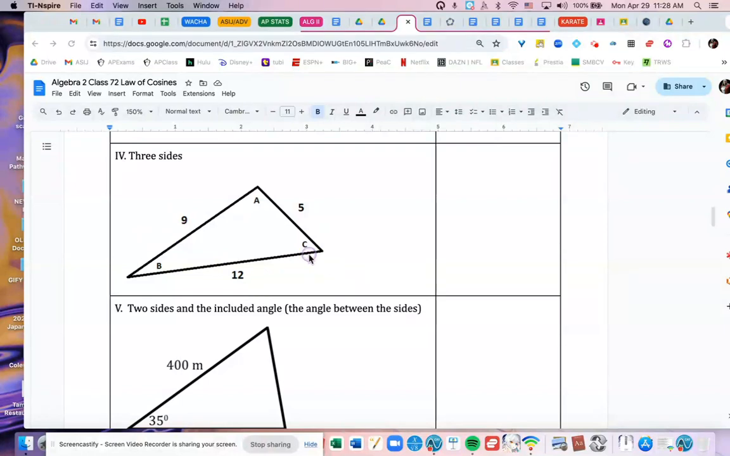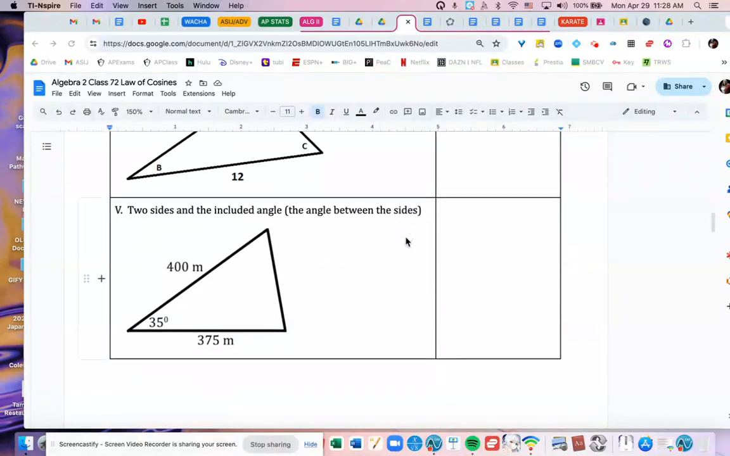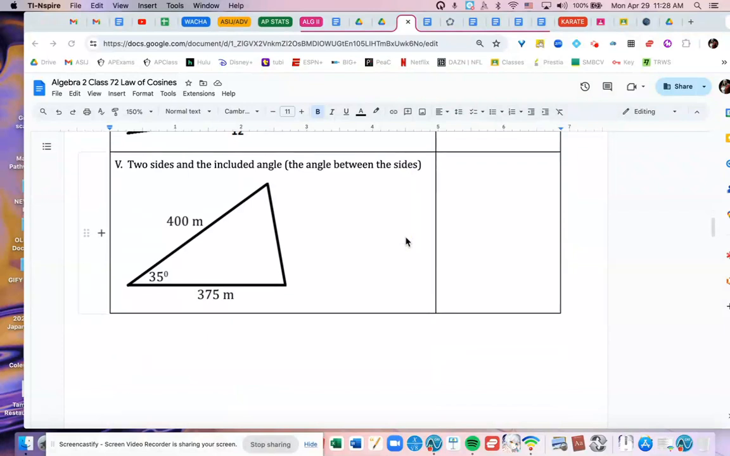You could, however, use law of cosines. You do have enough information that you could just say, okay, let's solve for angle C. I'm going to call that side C, and then this becomes A and B, and then you can solve using law of cosines. So that would work for law of cosines, but not law of sines.